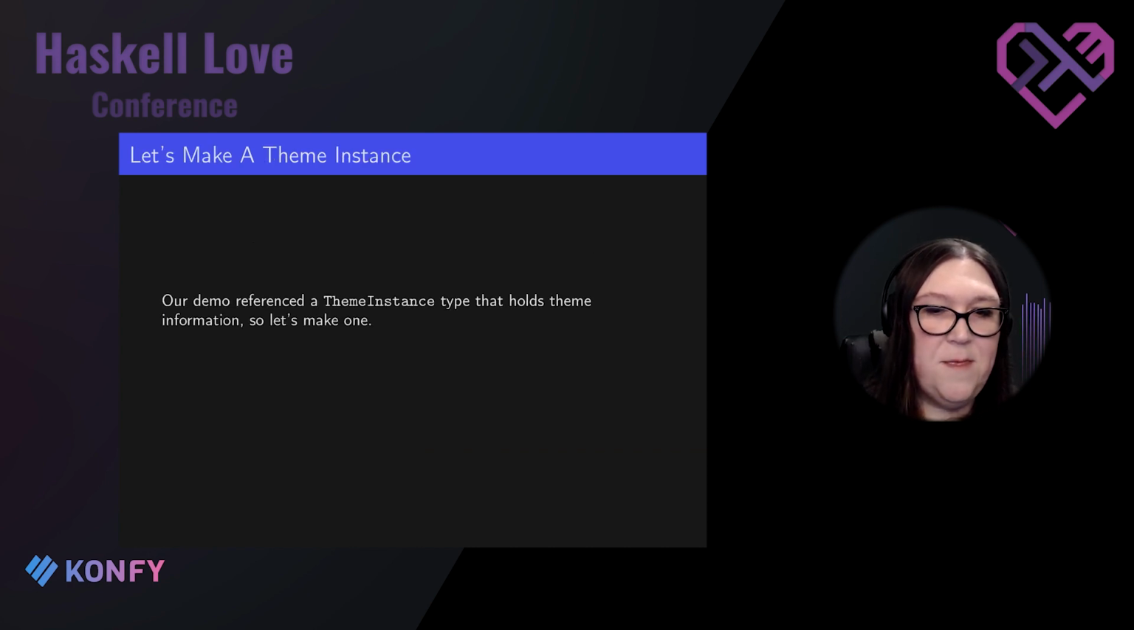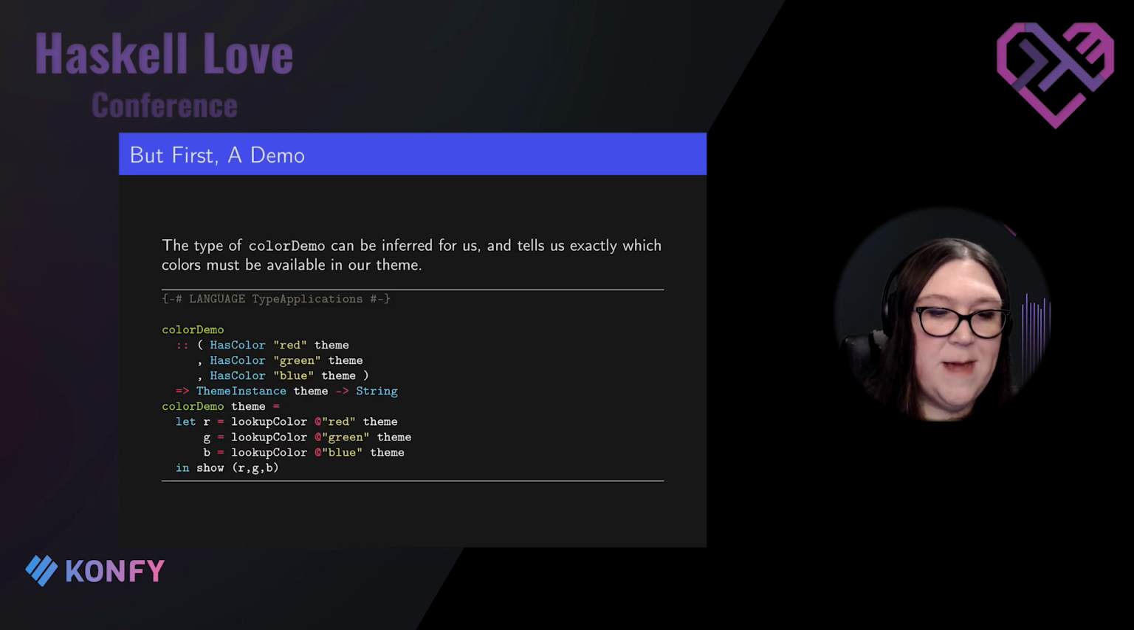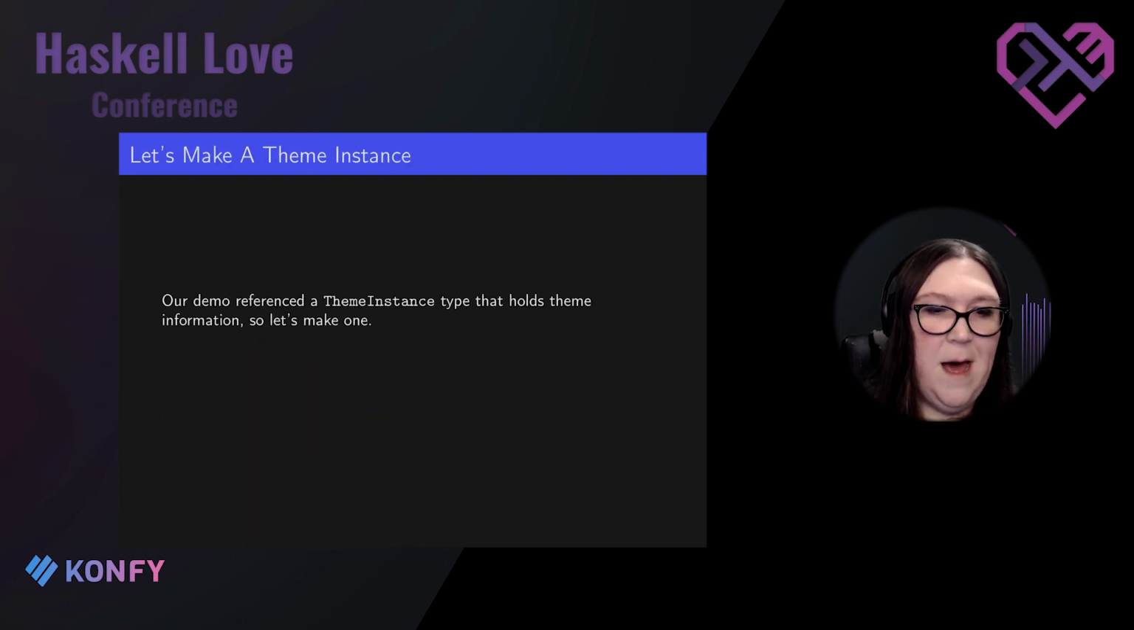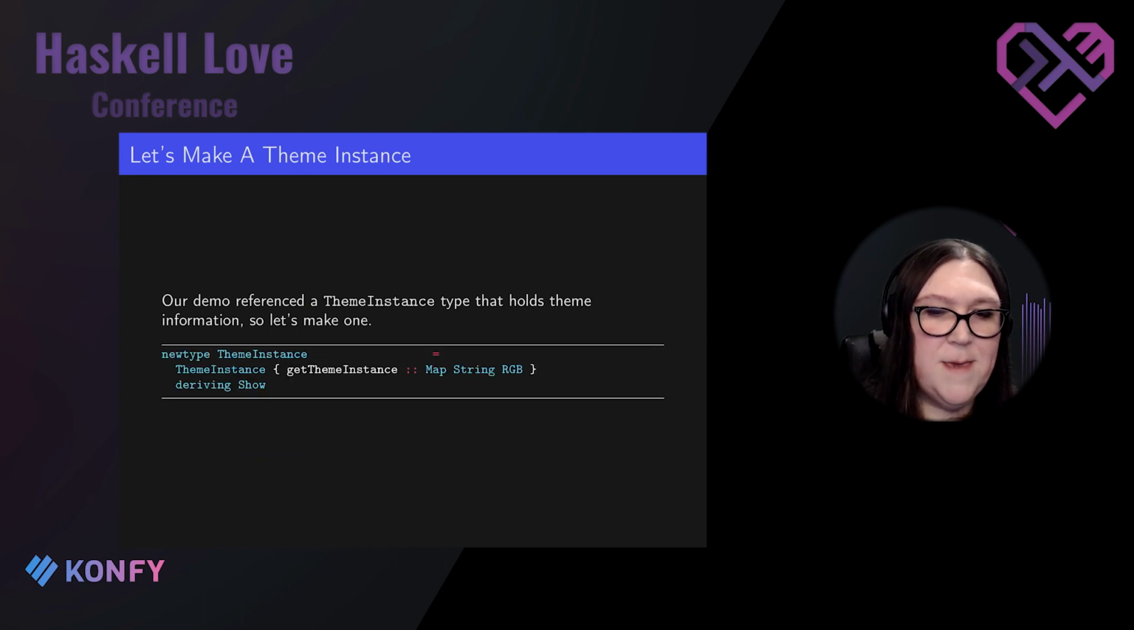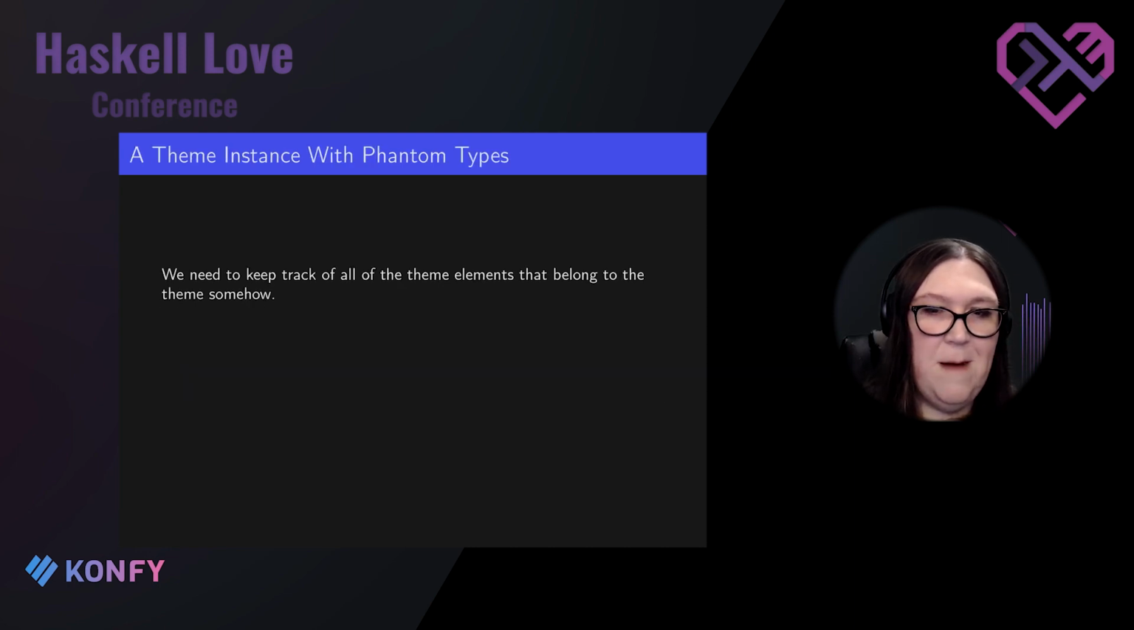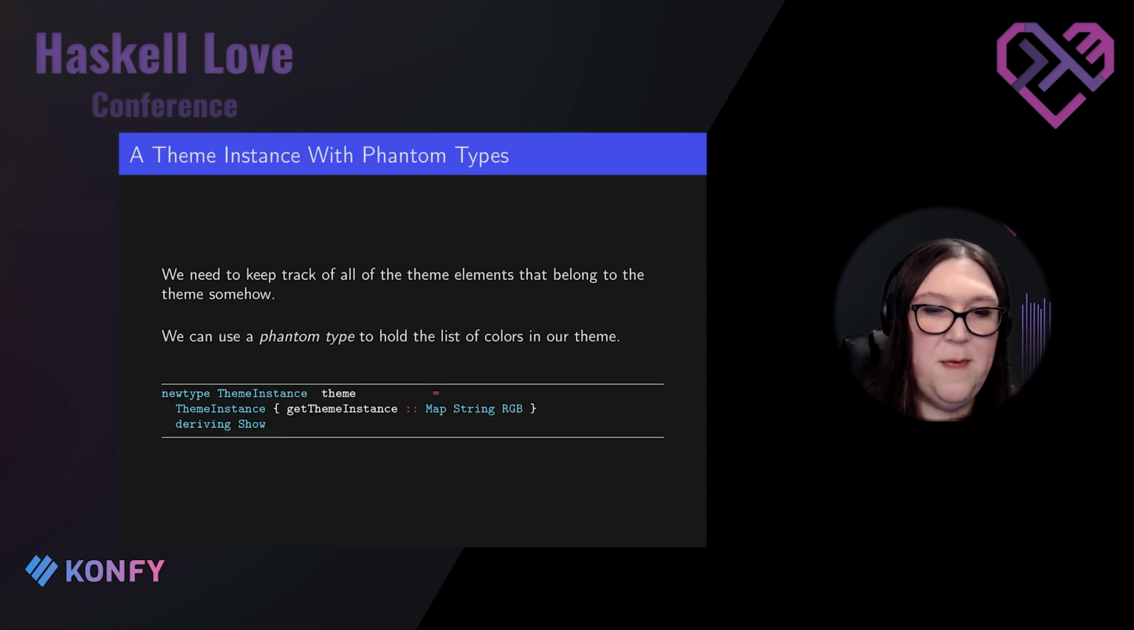So we have this ThemeInstance. That's the type of the theme that we're passing in. But what is that? Well, it's some sort of a map of a string to some sort of an RGB value. And we'll throw it in a newtype wrapper just to make things a bit more convenient as we're adding some features here. And the problem here is we need to ensure that the theme actually keeps track of what elements are in that map.